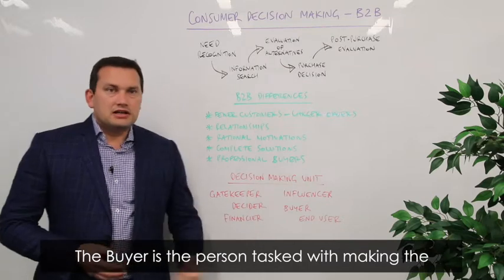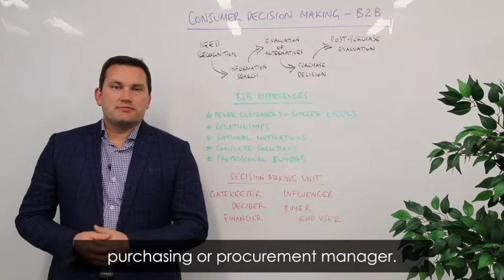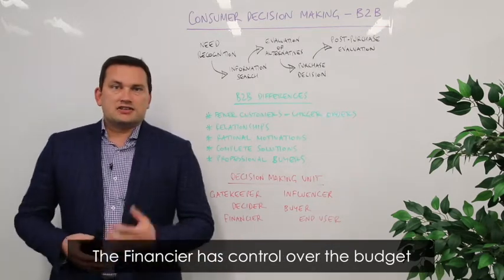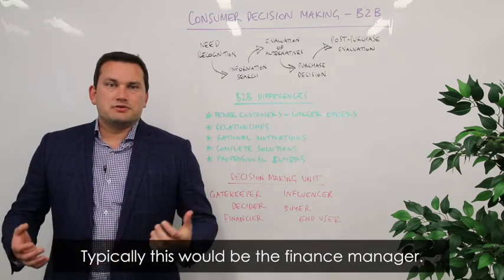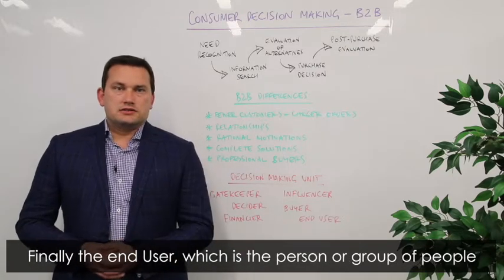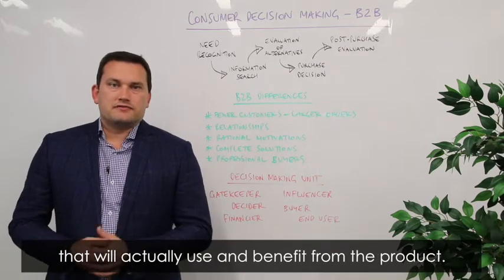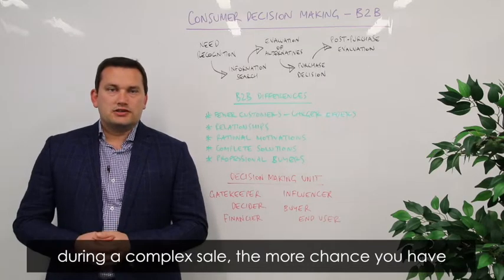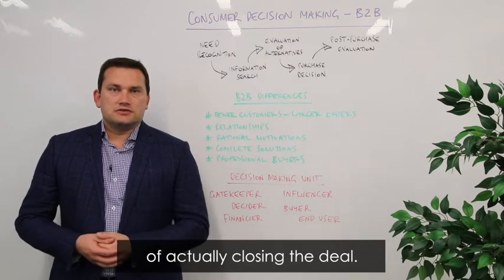And then the buyer is the person tasked with making the transaction happen. Again, this might be the purchasing or the procurement manager. The financier has control over the budget and often the timing for the purchase. Typically this would be the finance manager. And then finally the end user, which is the person or a group of people that will actually use and benefit from the product. So the more of these people that you can connect with during a complex sale, the more chance you have of actually closing the deal.